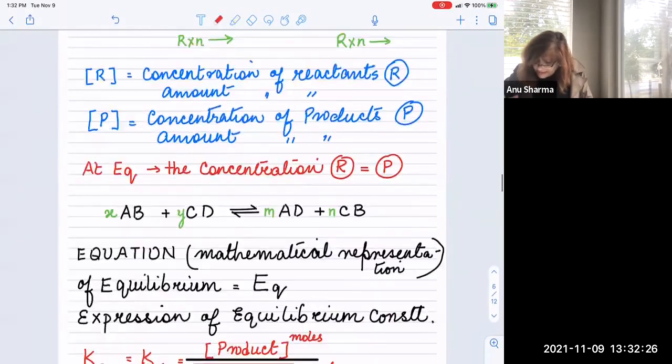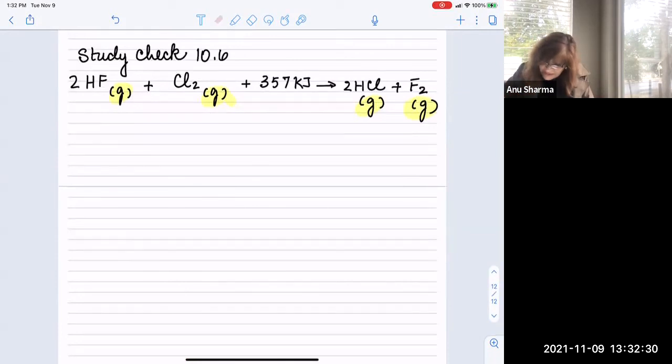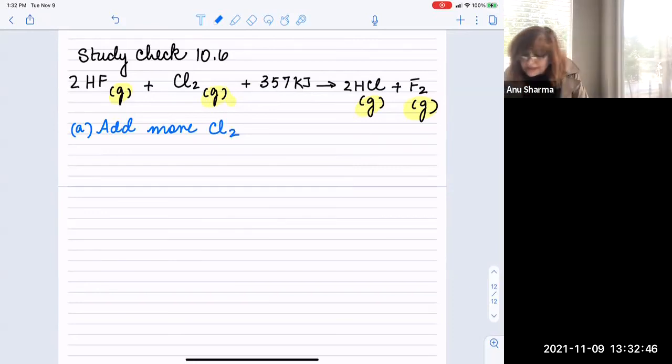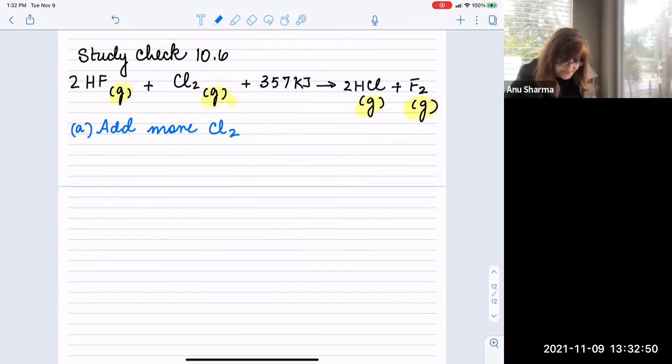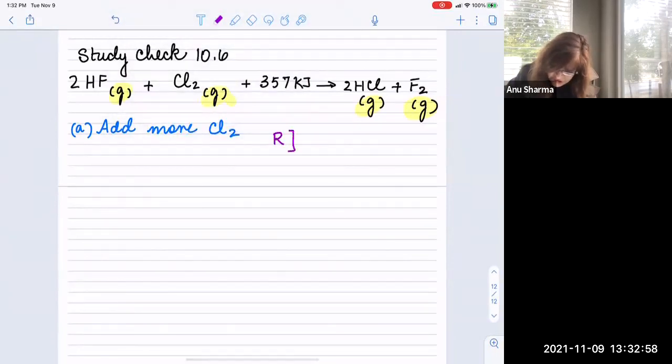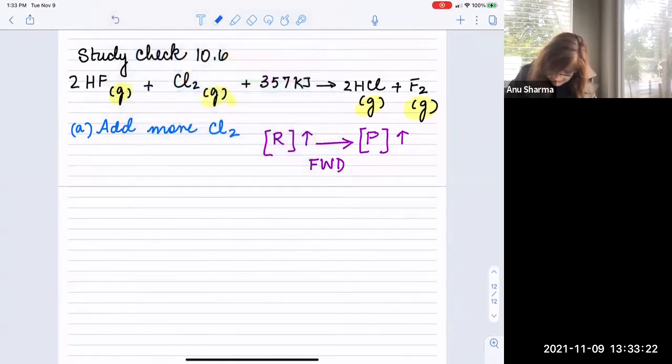All right. Now we are looking at the study check. And here we are looking at what happens in this reaction if you add more Cl2. When you add more Cl2, that means the reactants have increased. So the concentration of the reactant has increased. So the equilibrium is going to shift forward. Equilibrium moves forward towards the product side. So the concentration of the products will increase and it is going to be a forward reaction.